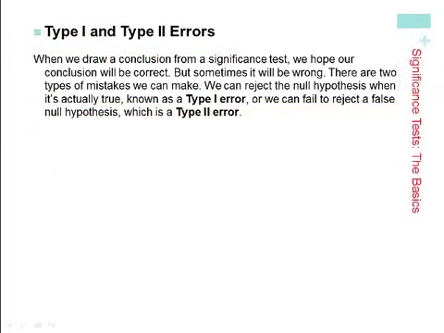When we draw a conclusion from a significance test, we hope our conclusion will be correct. But sometimes we're not going to be correct when we make a conclusion. There are two types of mistakes that we can make. We can reject the null hypothesis when it is actually true. That's known as a type 1 error. Or we can fail to reject the false null hypothesis, and that would be a type 2 error.